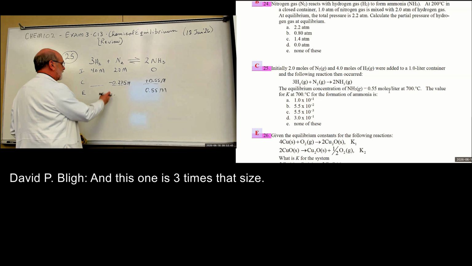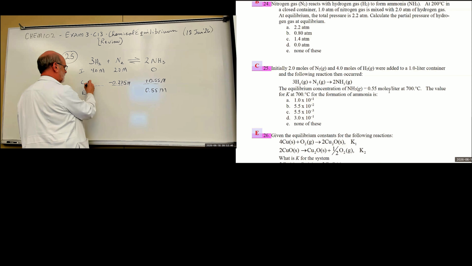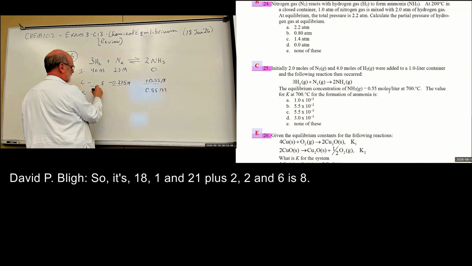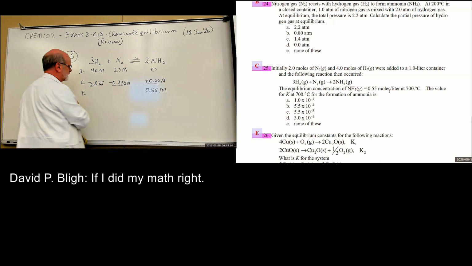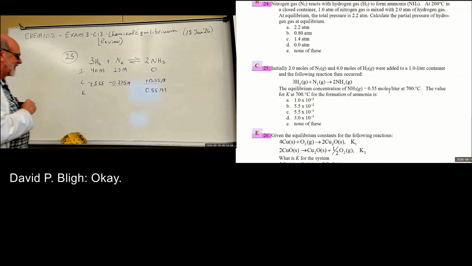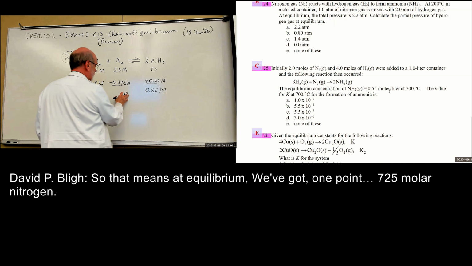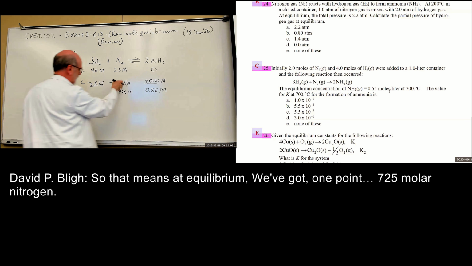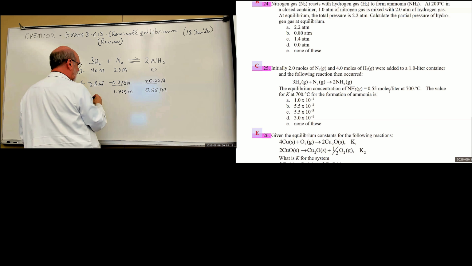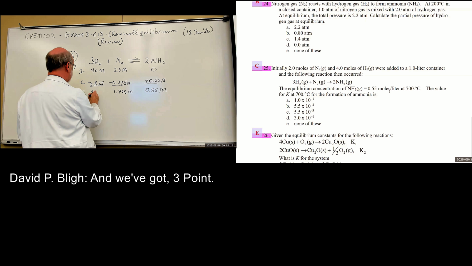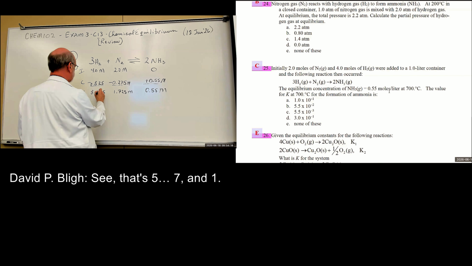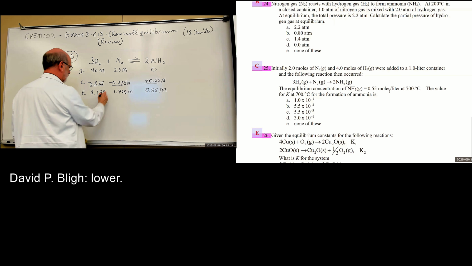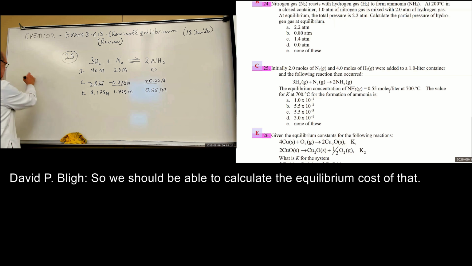Yep. And this one is 3 times that size. So that's 1 and 21, 22, 2 and 6 is 8. I did my math right. Okay. So that means at equilibrium, we've got 1.725 molar nitrogen. And we've got 3. That's 5, 7, and 1 molar. So we should be able to calculate the equilibrium constant then.